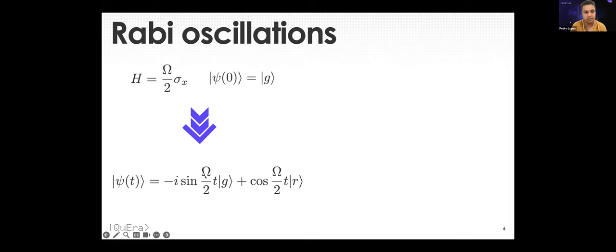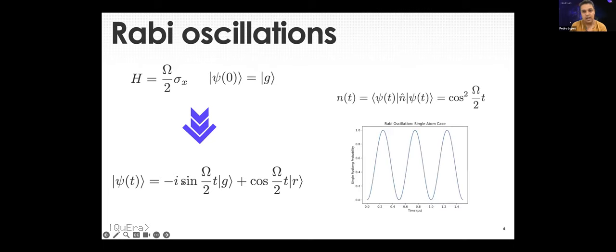It has some oscillatory terms between the ground and the Rydberg. In particular, if you measure the number operator, if you remember, number is zero in the ground state and one in the Rydberg state, all that you're going to get is just this cosine squared, which means that you're going to see some oscillation. Remember that cosine squared oscillates with a frequency that is twice what you see in the argument. So that's what you're seeing here. This is what we call the Rabi oscillation: the oscillation of a qubit that's prepared in a state of a given axis, and is perturbed by a constant field in a perpendicular axis.